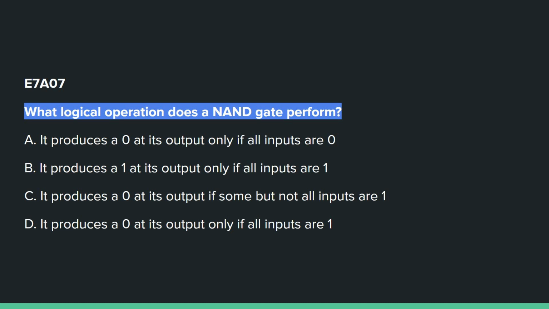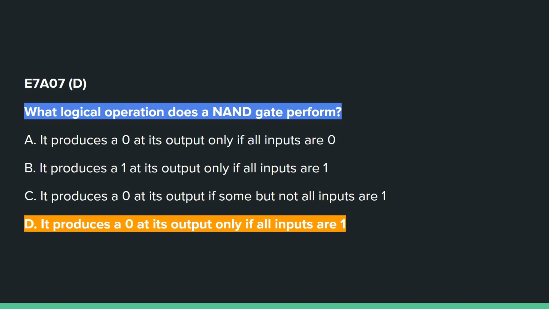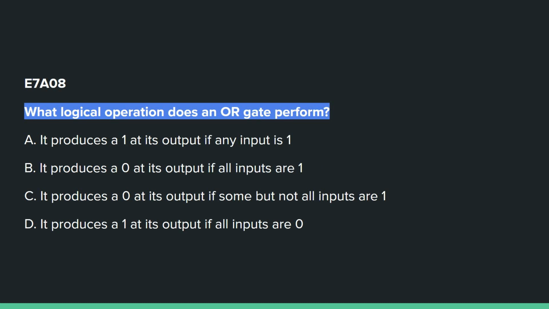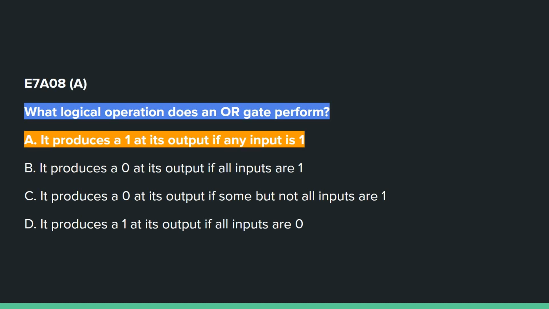E7A07, what logical operation does a NAND gate perform? D, it produces a 0 at its output only if all inputs are 1. E7A08, what logical operation does an OR gate perform? A, it produces a 1 at its output if any input is 1.